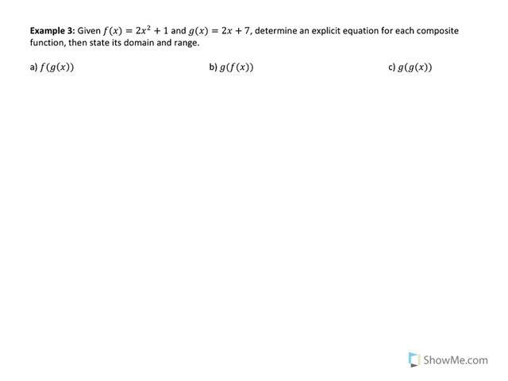Okay, writing equations of composite functions is the same thing. You're going to plug in the middle one into the outside one. So we want to plug in g of x into the x portion of f of x for this one. So we're going to have 2 times 2x plus 7 squared plus 1.